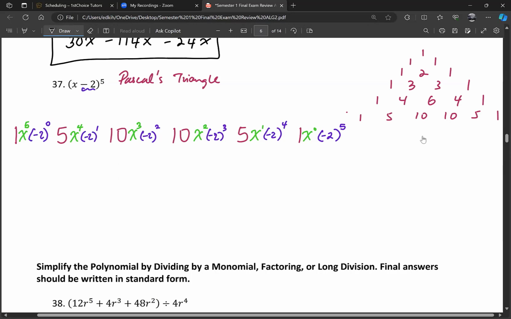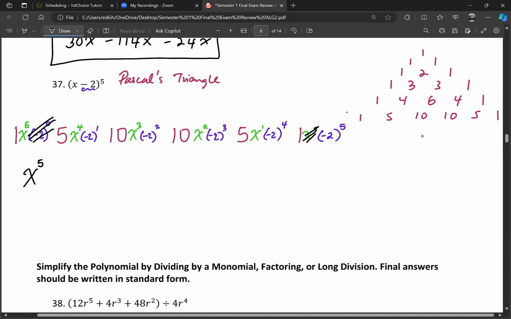First things first, I like getting rid of anything that's to the power of 0, because that's just going to be a 1. So I'm going to scratch that out, and I'm going to scratch out the x to the 0 here at this end. The rest is simplification, folks. 1 times x to the fifth, that's just going to be x to the fifth power.